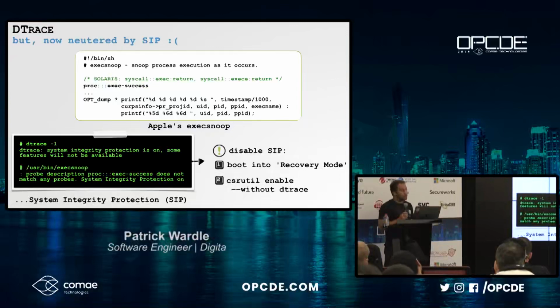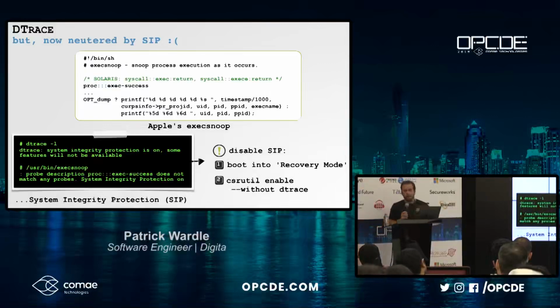So here's an example of using dtrace. This is actually a dtrace script that ships with macOS, and it's called execsnoop. What it's designed to do is basically allow you, from user mode, to observe process creation and exit. So basically, it's a process monitor.